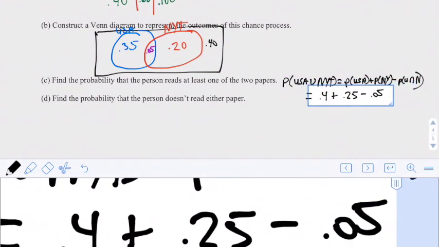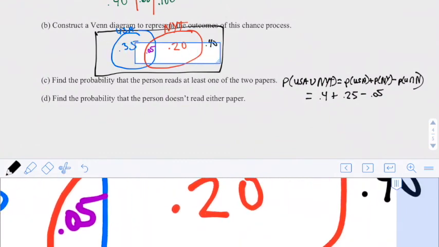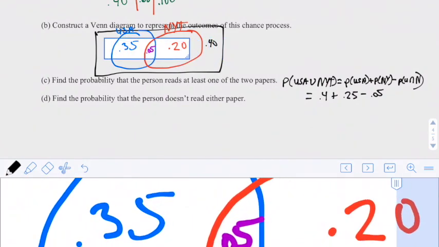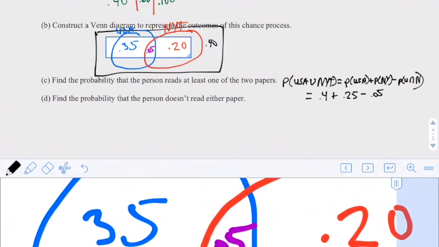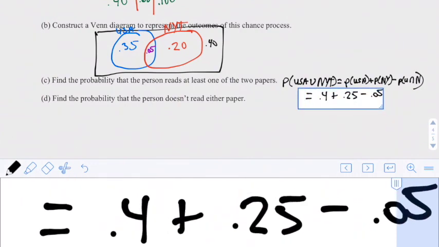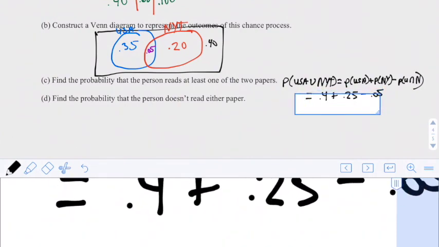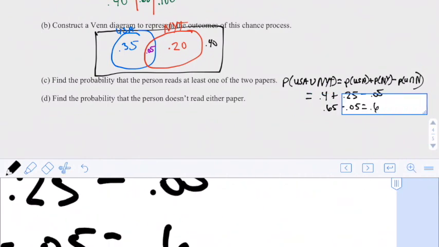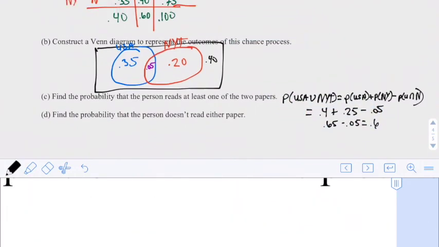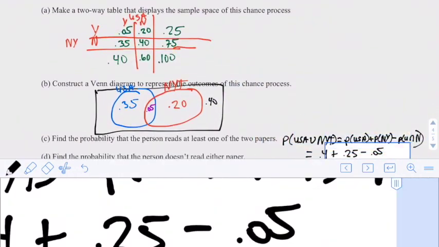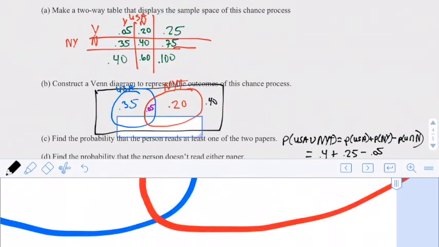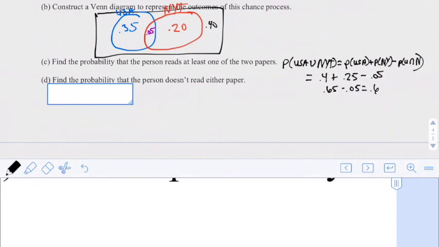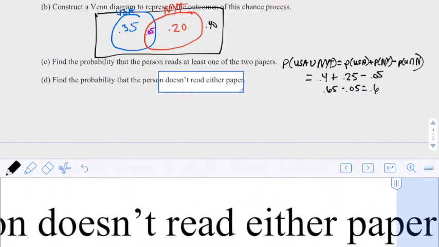Well, this is one of those cases where using this Venn diagram might actually be a little more helpful, as we would just add 0.35 plus 0.05 plus 0.20, and that would give us 0.6. From here, you'll see the same thing. This is 0.65 minus 0.05, 0.6. So it doesn't matter how you do either way as long as you know what you're doing. The formulas you're going to need to know, they're very helpful, but using the pictures and the two-way table helps a lot as well. We want to find the probability that the person doesn't read either paper.